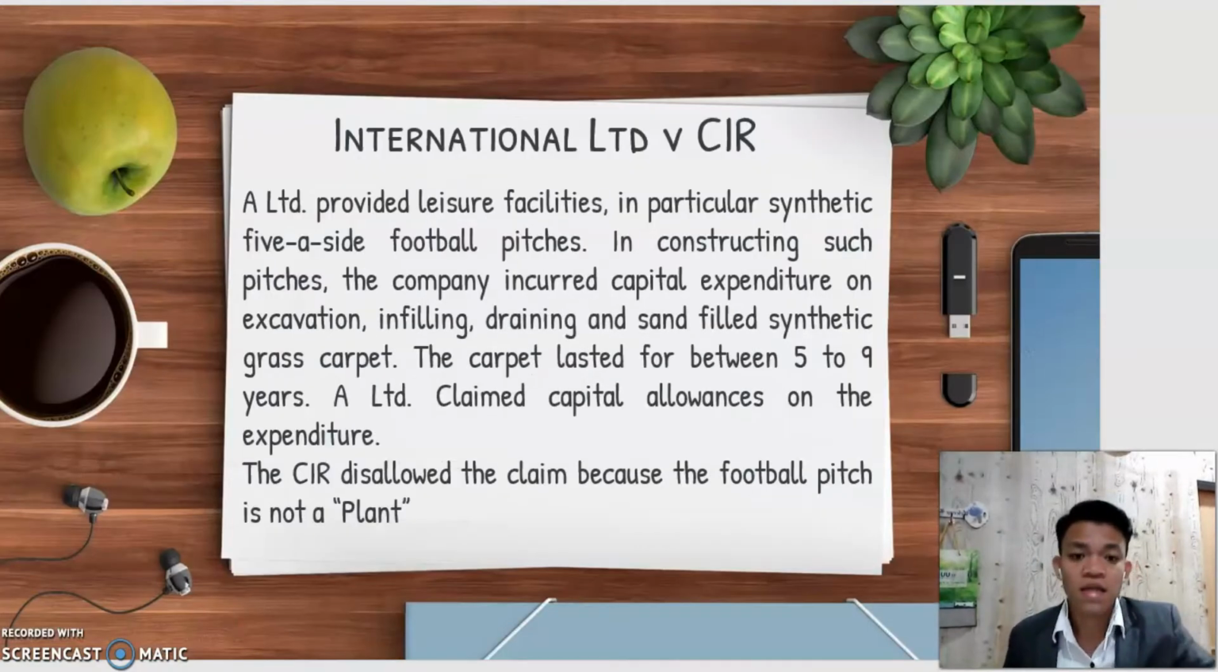Next, International Limited versus Commissioner of Inland Revenue. A Limited provided leisure facilities, in particular a synthetic 5-a-side football pitch. In constructing such pitch, the company incurred capital expenditure on excavation, infilling, draining, and sand-filled synthetic grass carpet. The carpet lasted for between 5 to 9 years. A Limited claimed capital allowance on the expenditure. The CIR disallowed the claim because the football pitch is not a plant.